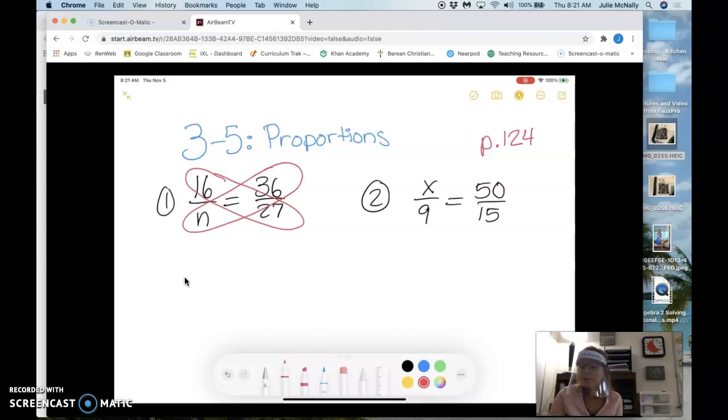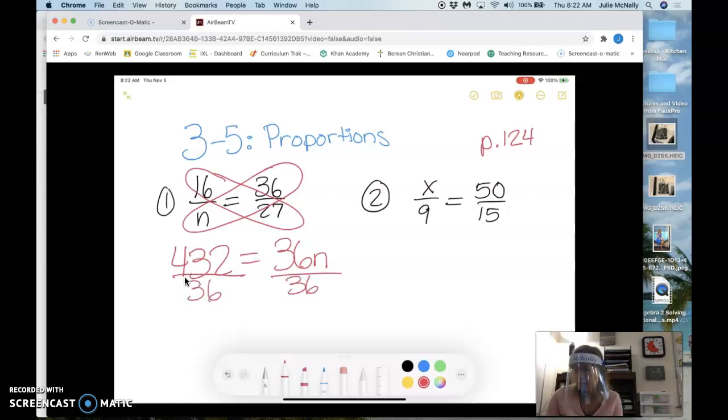So 16 times 27, I'm going to have to use my calculator because I don't know how to do that in my head. Okay, 432. Thank you, Ethan. And then 36 times n is just going to be 36n. Then we just divide by both sides. So 432 divided by 36.